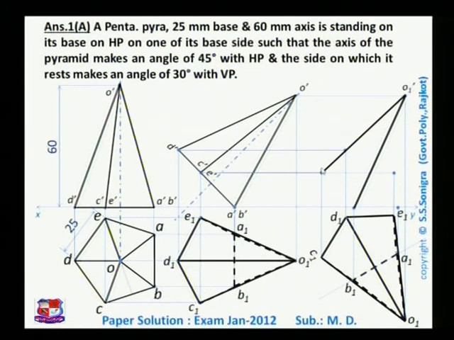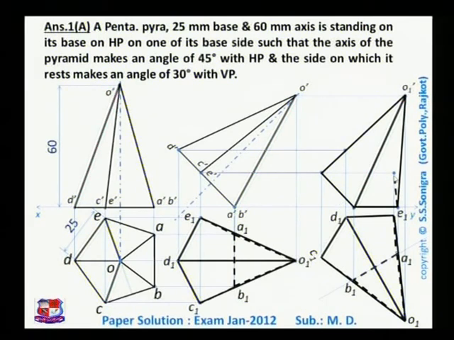Then OC, this is O-O1, C1, this is O1-C1. That also would be fully visible, so join them with a full line. OE would be visible, so join them with the full line. And ABC, this ABC would be visible, so join them with the full line. And the rest of the points will not be visible.